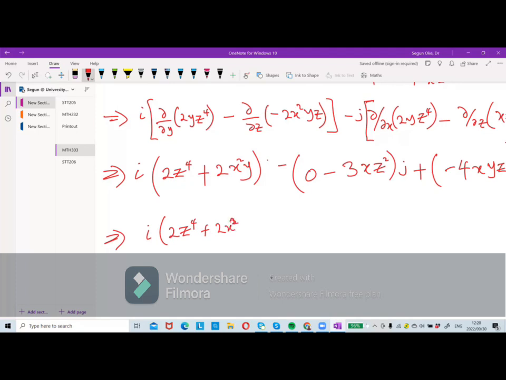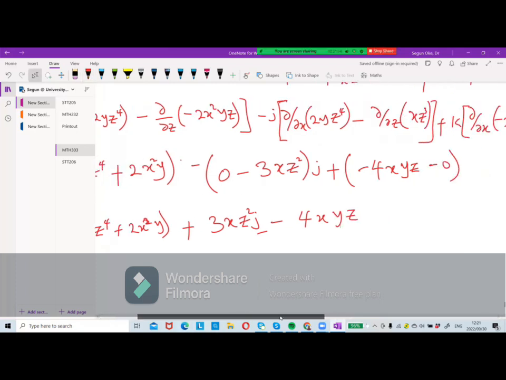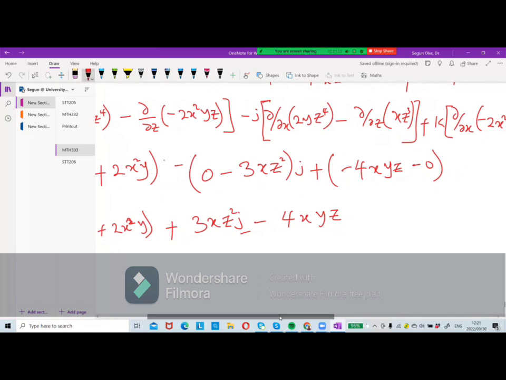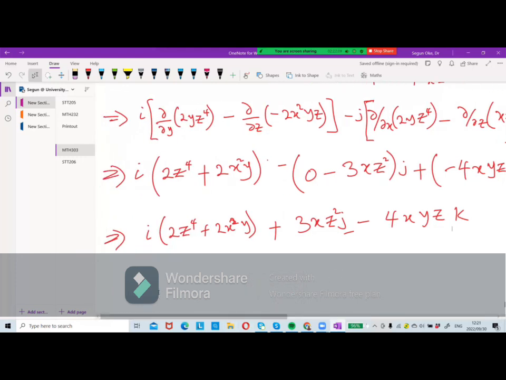In the exam, can we just put the parameters in it this way? Yes, it's because I'm explaining. Okay, sir. Minus 4xyz. Where x is 1, y is minus 1, z is 1.